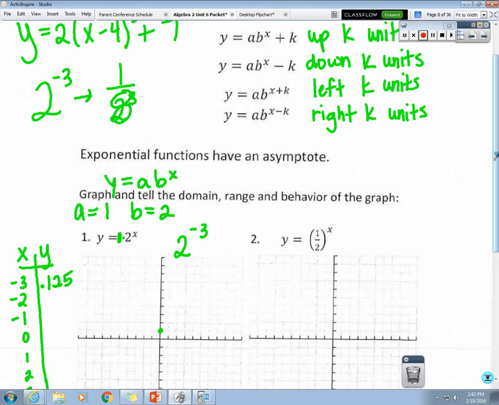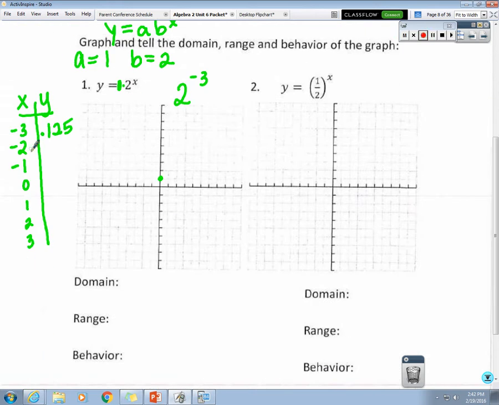So now, to find the next y value, you're just going to replace the x with a -2. So type that in and see what you get. 0.25. Now replace it with a -1 and see what you get. Okay, the rest of them you can probably do without a calculator. What is 2 to the 0 power? What's anything to the 0 power? 1. Think about it too. We already had that point plotted because we knew our a was 1, so that's our y-intercept.